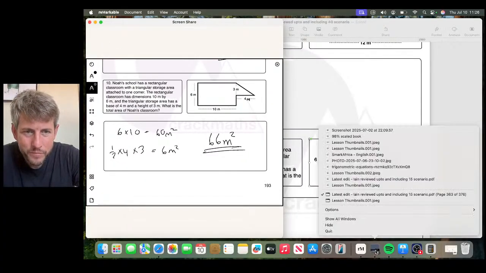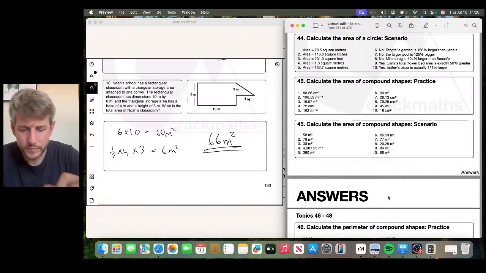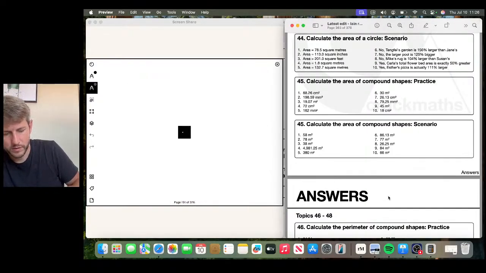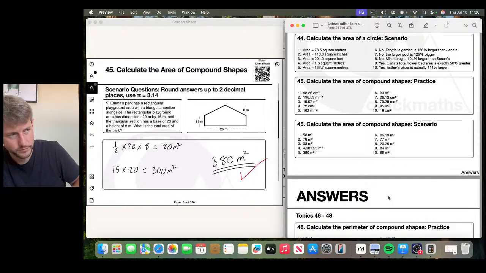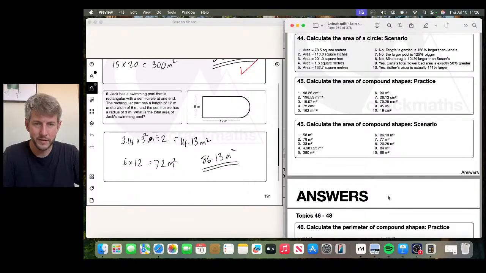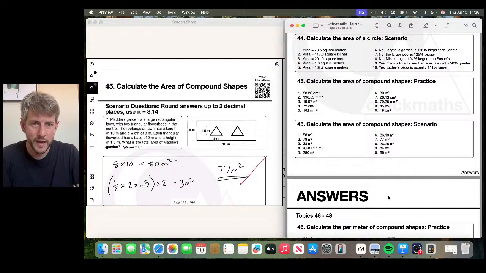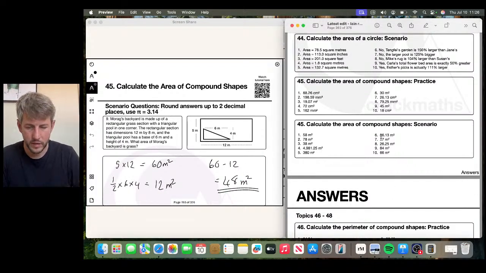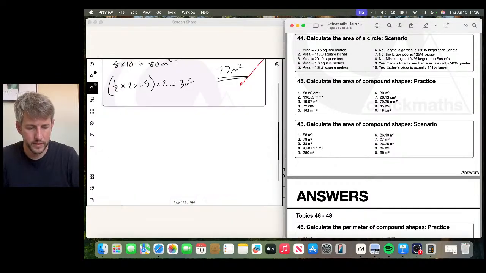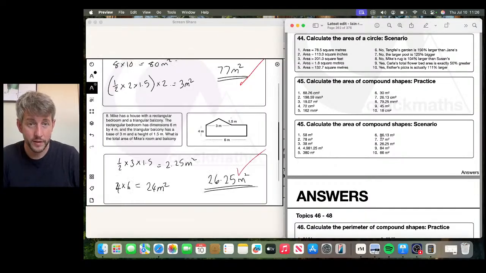Right, 1, 2. Okay. Right, so 86.13. Perfect. 77. Yep, I'm just checking these here. 77 we ticked. 26.25. Excellent.